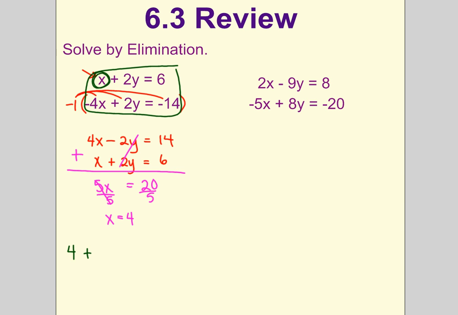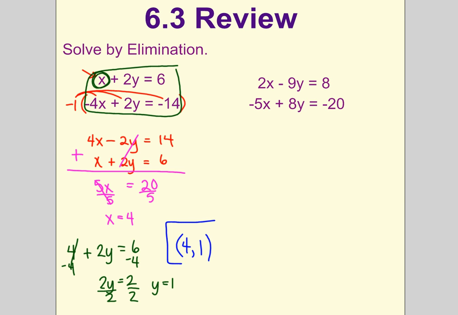So 4 plus, bring down my 2y equals 6. And now we just solve that equation for y. So subtract 4. 2y equals 2. And then divide by 2. And y equals 1. And then don't forget, when we write our final answer, it does have to be represented by an ordered pair. So our x was a 4 and our y is a 1. And there is our solution.